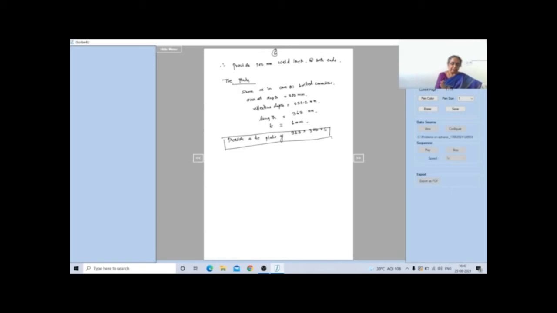Now we will take up the batten. Okay, design of batten system. We'll take up the problem. Design a battened system for the laced column 10 meters long to carry a factored axial load of 1050 kilonewton.